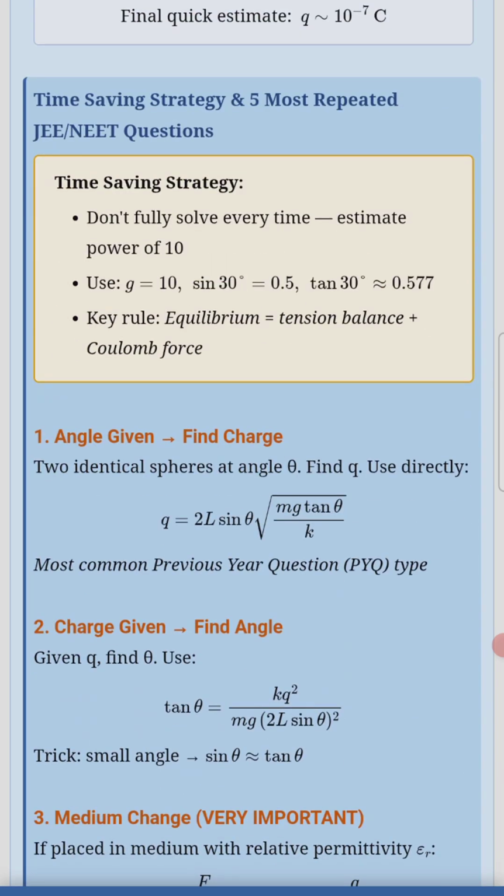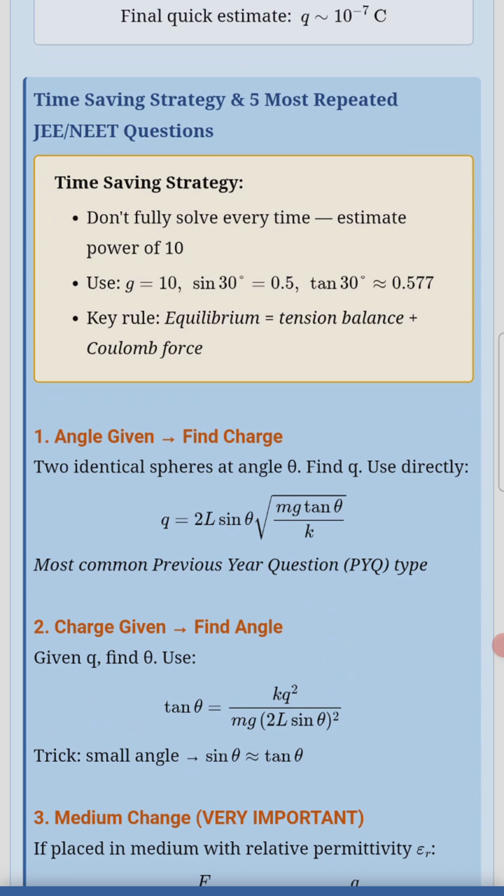Time-saving strategy and the 5 most repeated NEET question types. Strategy. Don't fully solve every time, just estimate the power of 10. Always use g equals 10, sine 30 equals 0.5, tan 30 approximately 0.577. Key principle. Electrostatic equilibrium problems equal tension balance plus Coulomb force. Now the 5 repeated types. Type 1. Angle given, find charge. Use the direct formula. This is the most common PYQ type.